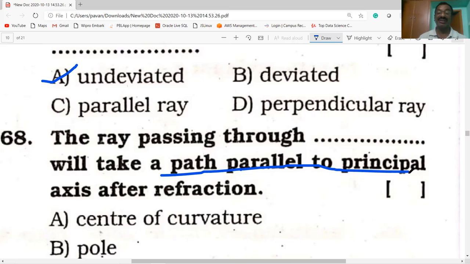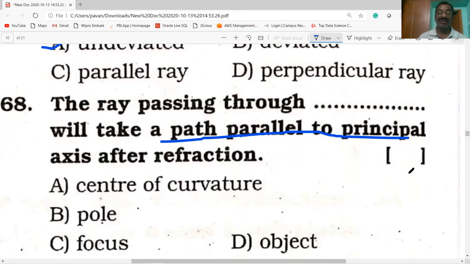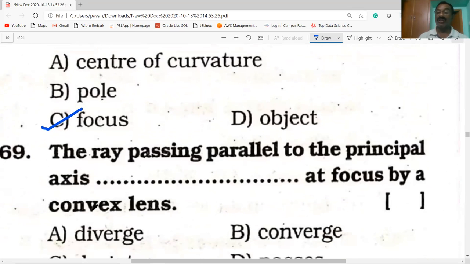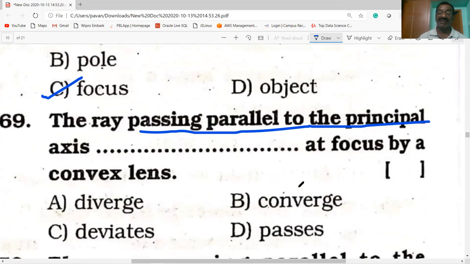Next, the ray passing through dash will take path parallel to the principal axis. So after refraction, it passes parallel to the principal axis. So the ray passing through dash, tell me. So the ray passing through the focus, after refraction, it passes parallel to the principal axis. Next, the ray passing parallel to the principal axis, dash at focus by a convex lens. Already I say that convex lens is a converging lens. So rays parallel to the principal axis converge at the focus, meet at the focus.